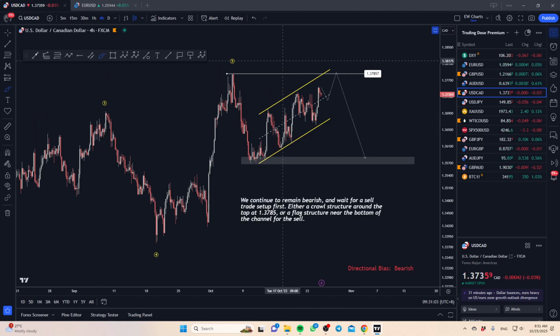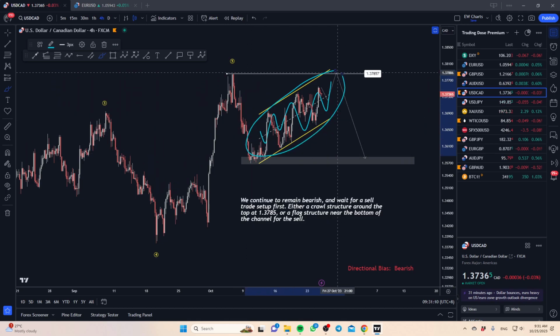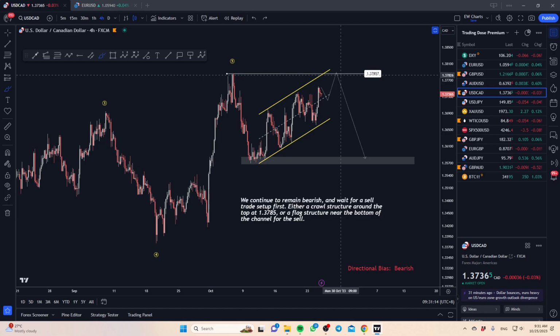Overall, I'm still bearish on this. I think as long as price is developing correctively within this channel, the high probability direction that I'm going to focus on is still downside, right? The question is more like, are we going to see the sell trade that we can take around the top, giving us kind of a topish formation?